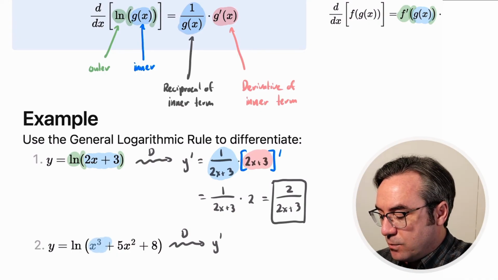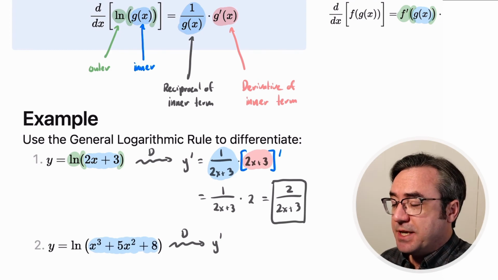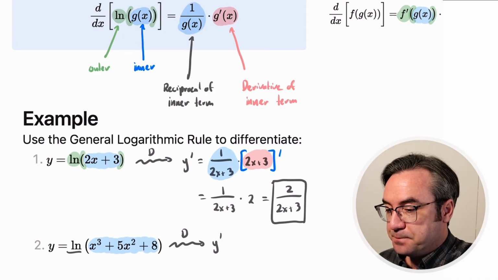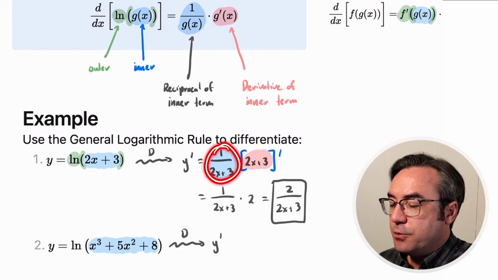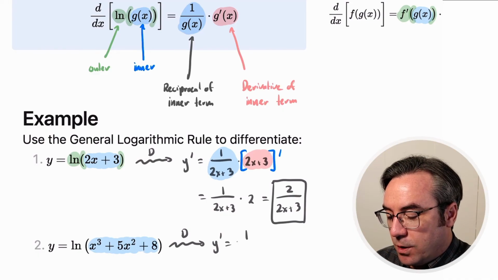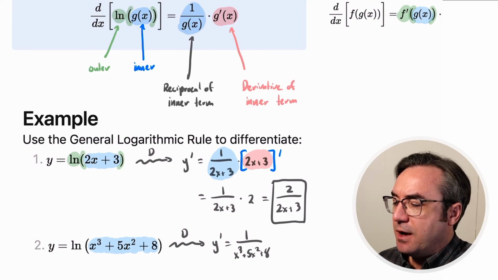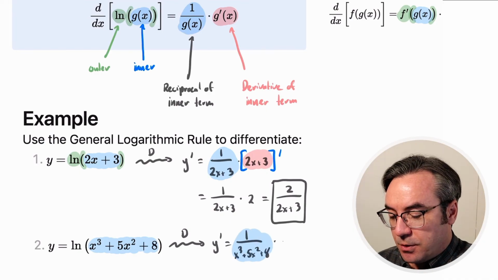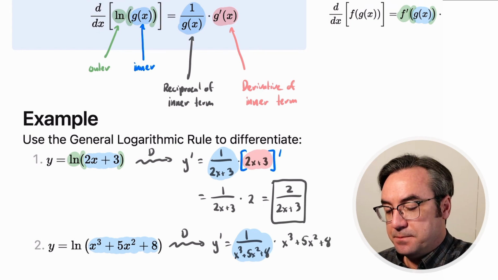Again, let's look at what is all the stuff that's inside. Well, it's this x cubed plus 5x squared plus 8. So when we first differentiate our way through this log function, we've got to break our way through. The first thing we do is we do the reciprocal. So we're going to take the 1, make this into 1 over x cubed plus 5x squared plus 8. So we get the reciprocal of the inner function. And then, right next door, we're going to multiply by the derivative of that inner function.